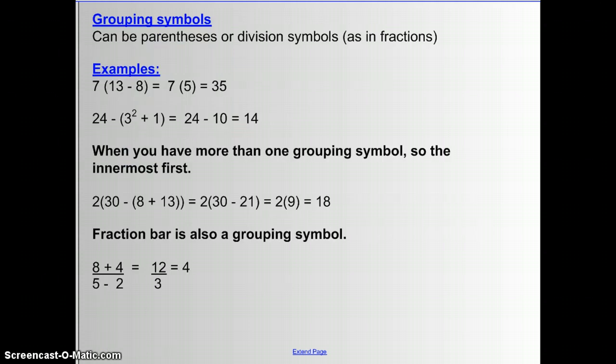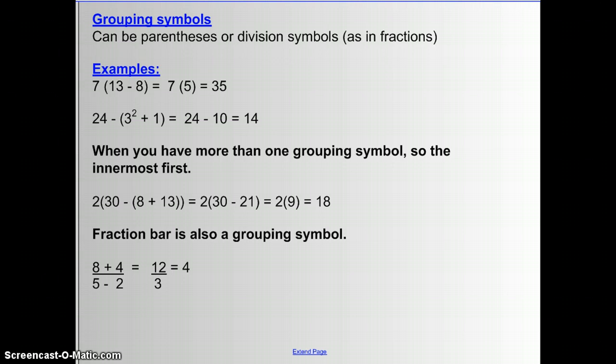The grouping symbols can be parentheses or division symbols, like in fractions. You know, the line that divides the numerator from the denominator? An example would be 7 times the quantity, 13 minus 8. In this case, because you have a grouping symbol, you would calculate the 13 minus 8 first. So your problem becomes 7 times 5, and that's 35.